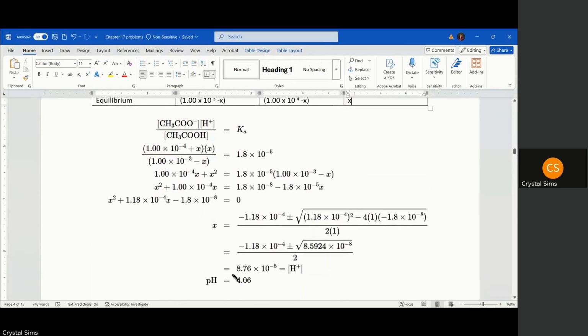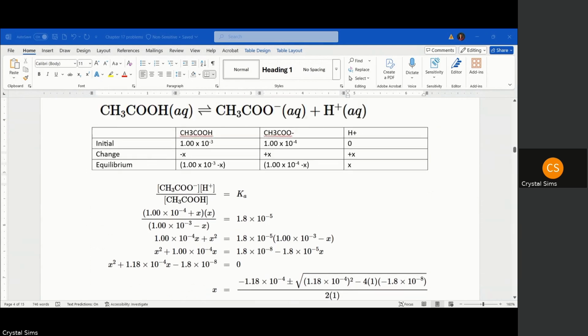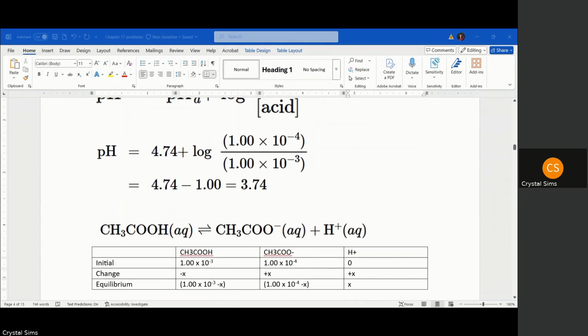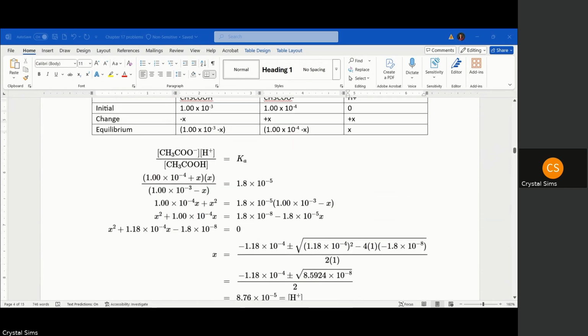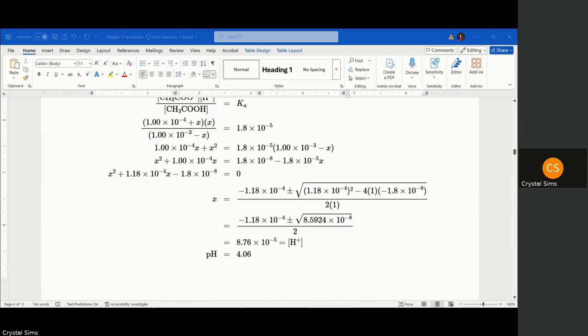And when we get it all solved, here is going to be our hydrogen ion concentration. Now remember, when you are doing the quadratic formula, you have that plus and minus. One of your answers is going to make sense, the other one's not. And so in this case, this was the answer that made sense. And when we take our negative log of that to get pH, we get 4.06. Now, with our formula that we just calculated, we calculated 3.74. Now we have 4.06. Why is it different?